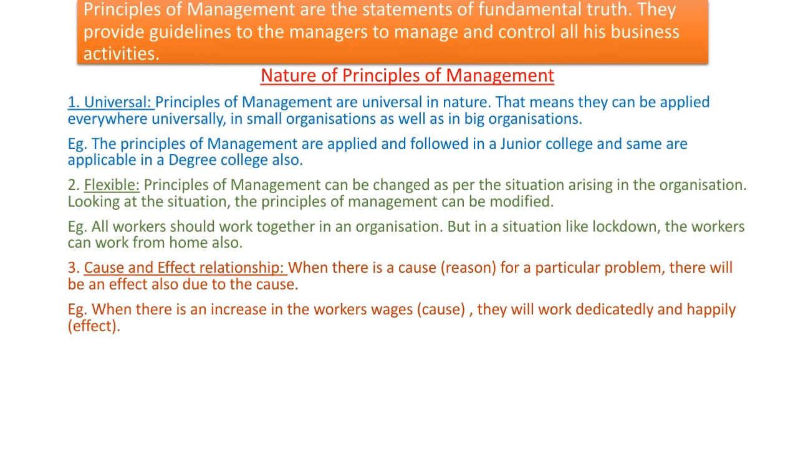Dekho hum agar ball ko, if you have got a ball, if we throw the ball on the wall, then the ball will bounce back. So what is the cause here? Throwing. Aap ball ko throw kar rahe ho, that is the cause. And what is the effect? Bouncing back. Right? So usi tarah se, in an organization, when there is a cause, when there is a reason for some issue, or when there is a reason for a particular problem, then there will be an effect also.